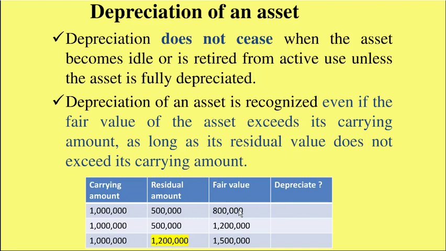But this time, this is an exam scenario where there's an indication of impairment. We have not yet discussed what is meant by impairment. Anyway, in this situation, fair value is less than carrying amount. It indicates some impairment. That is not the concept we are going to discuss here. In this situation, we still need to depreciate, because residual value is not greater than carrying amount. The second scenario, fair value is greater than carrying amount, residual amount is 500,000, still we need to depreciate.